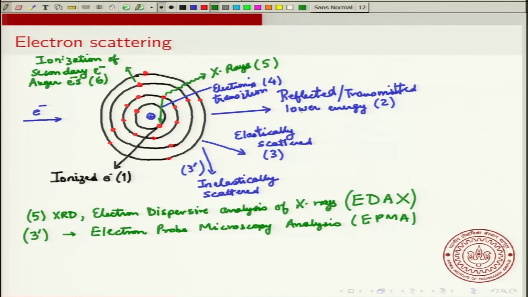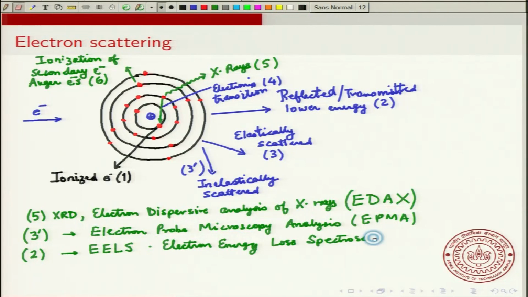So these transmitted electrons that have lower energy are used in a technique called EELS, or electron energy loss spectroscopy. And the reflected electrons are used in RHEED.